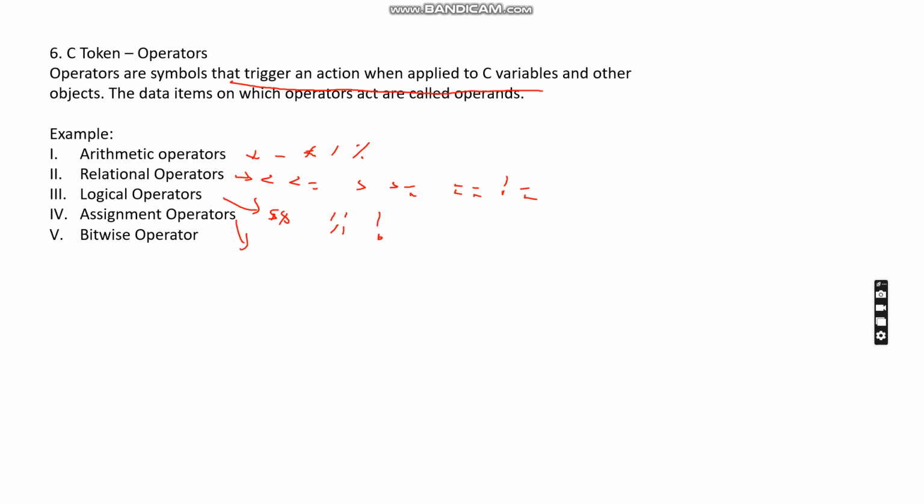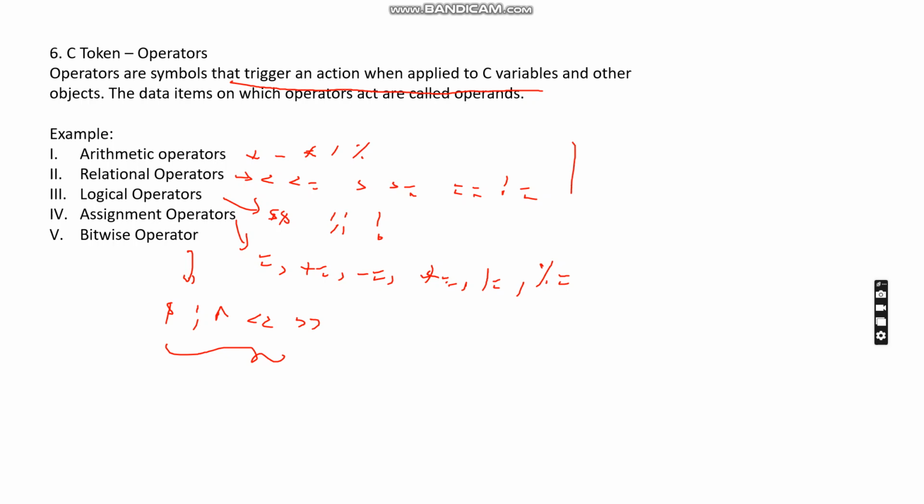If you are taking the assignment operators: equals to, plus equals to, minus equals to, star equals to, division equals to, mod division equals to. If you are taking the bitwise operators: bitwise AND, bitwise OR, bitwise exclusive OR, left shift and right shift. All these come under the tokens here.